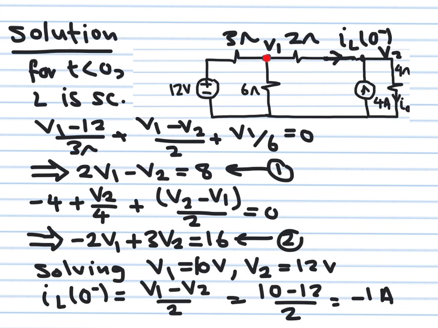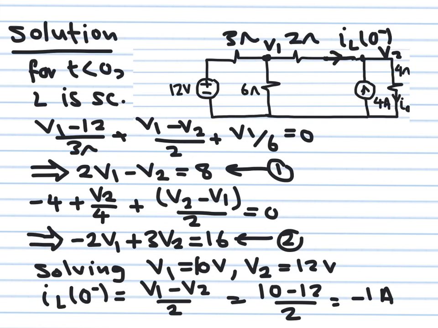So it's equal to V1 minus V2 over 2 ohm. So it's 10 minus 12 over 2. So it's going to give us minus 1 ampere. This minus sign is simply saying that the inductor current is actually flowing from here to here, from right to left. But again, as we agreed in class, I already took its reference direction to be this way, so I'm going to keep this reference direction, and I will say the value is simply minus 1 ampere.